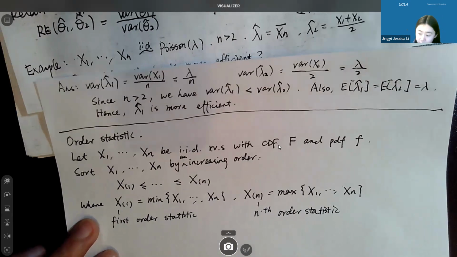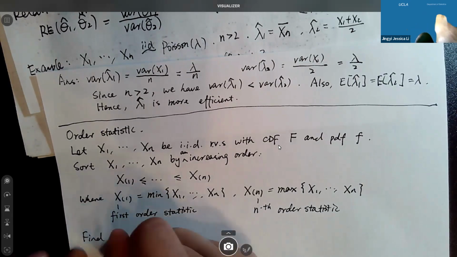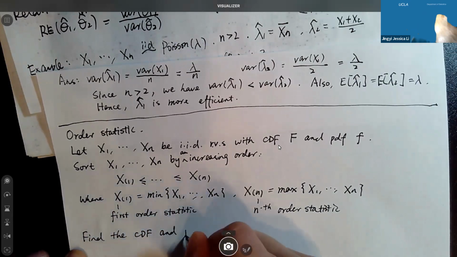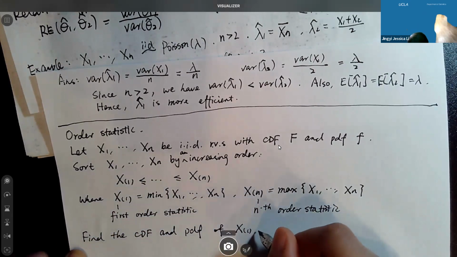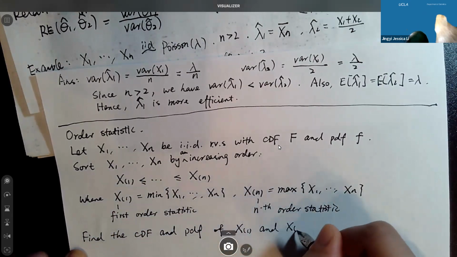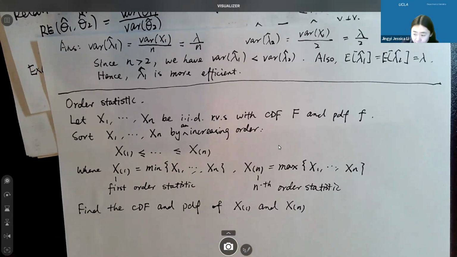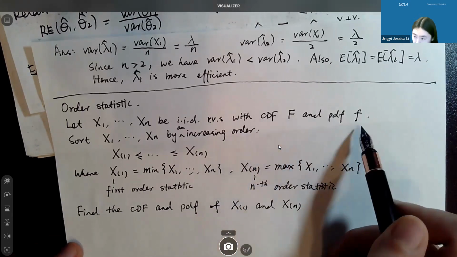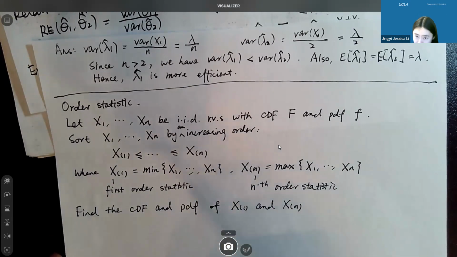Okay. So here the question we are interested in is how to find the CDF and PDF of X_(1) and X_(n). So we want to find the distribution of each, depending on the IID samples, their CDF and PDF. So we're going to use the big F and small f here to help us with the derivation.